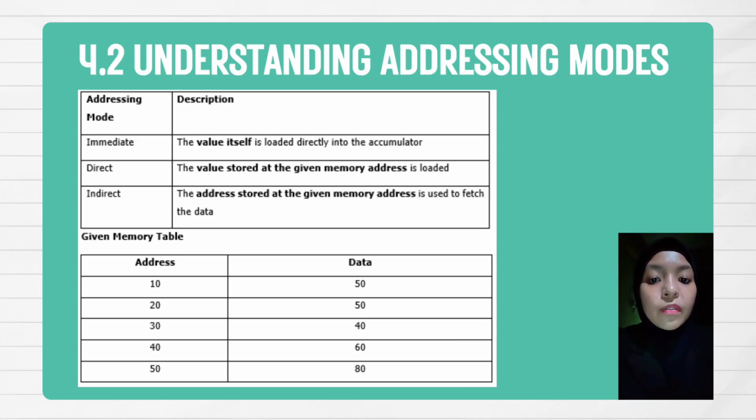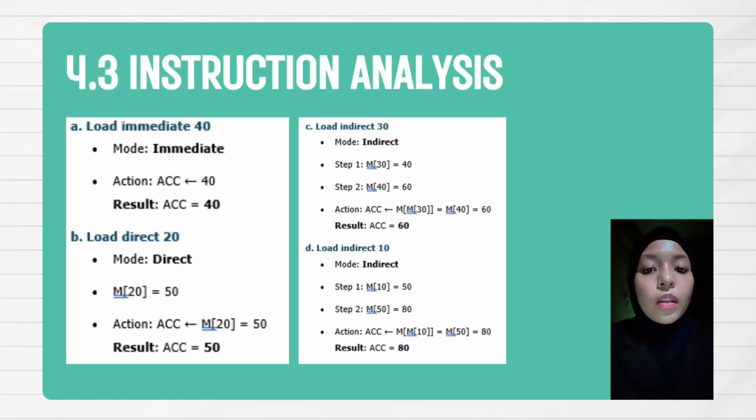We will apply each of these to a given memory table. Here's the given memory table: M10 equals 50, M20 equals 50, M30 equals 40, M40 equals 60, M50 equals 80. We will now go through each instruction and evaluate the final ACC value. First instruction, load immediate 40. Since it's immediate mode, we load the value 40 directly into the ACC. So the result, ACC equals 40.